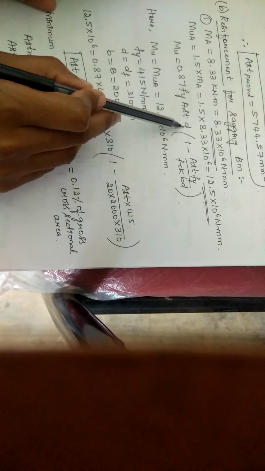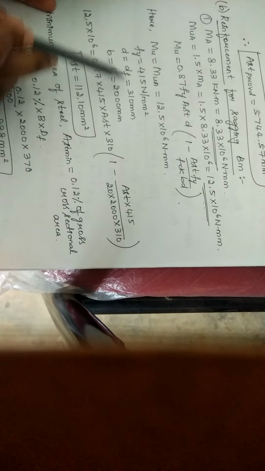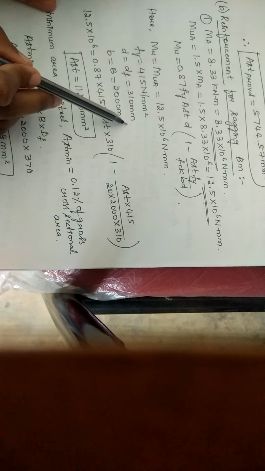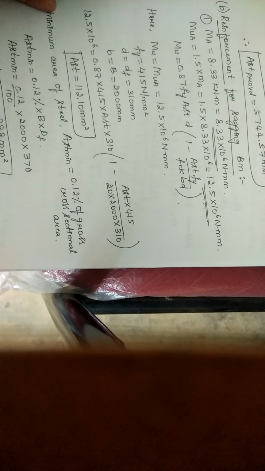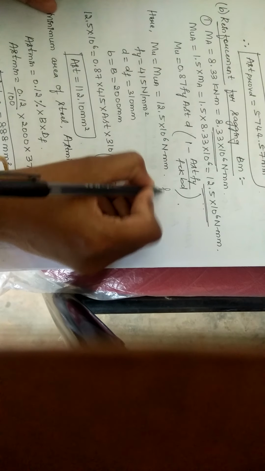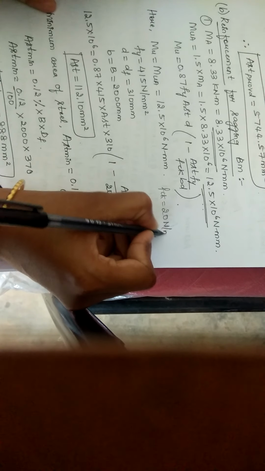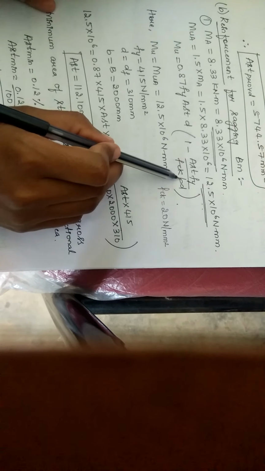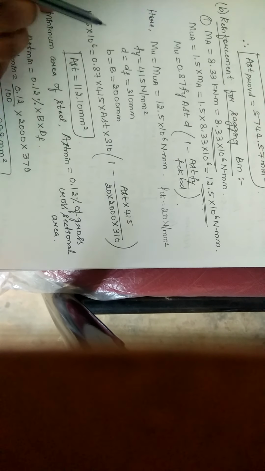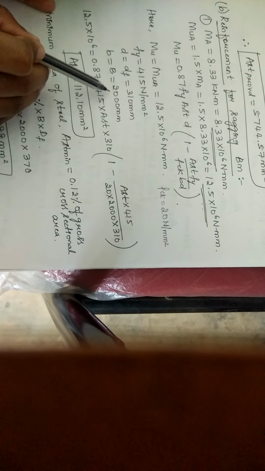And D represents the depth of the footing. D is similar to DF and the value we have got is 310 mm. And then fck represents the grade of the concrete. In the question, the grade of the concrete is given as M20. Hence, the value of fck is 20 Newton per mm square. Whereas B represents the width of the footing here. Hence, small b is equal to capital B and the width we have got is 2000 mm.